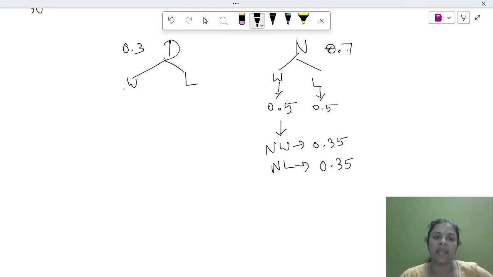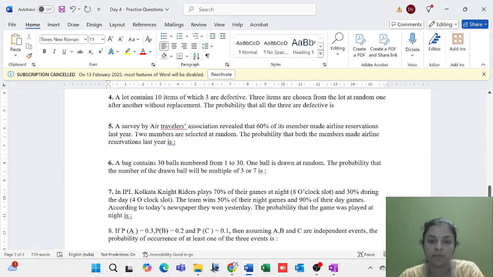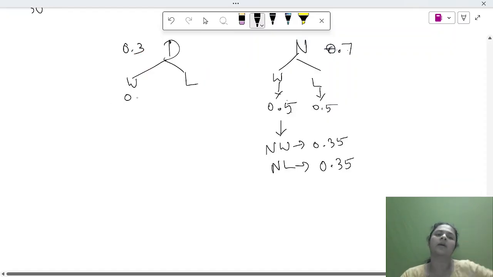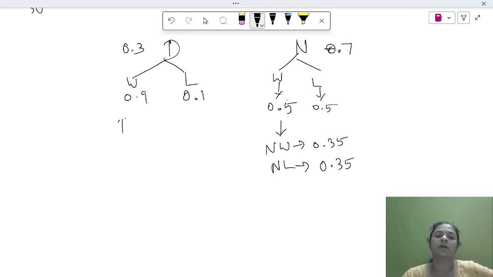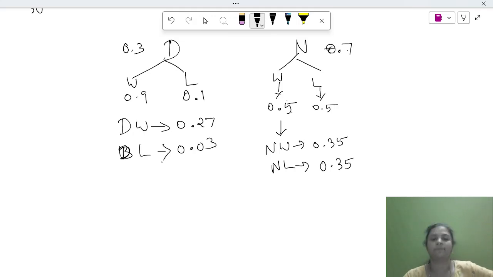Now come to day. Now day games, how much are they winning? 90% of their day games they are winning. So losing chances is only 0.1. So now daytime winning probability is 0.3 into 0.9, 0.27. And daytime losing is 0.3 into 0.1, 0.03.